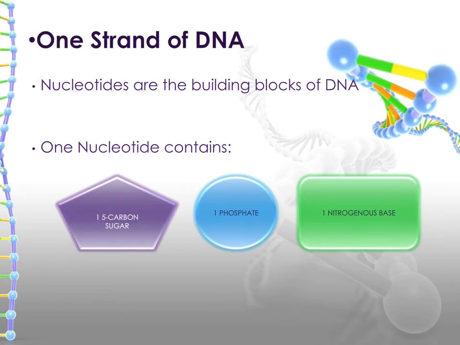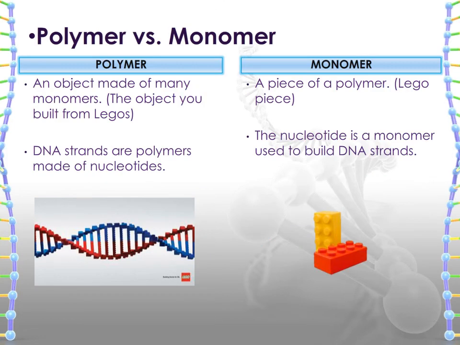DNA structure is made up of nucleotides. One nucleotide is a 5-carbon sugar, a phosphate, and a nitrogenous base. Let's talk about the vocabulary for a minute. Polymers and monomers. We have mentioned these in class a few times, but I want to make sure that you remember them. A polymer is an object made of monomers.